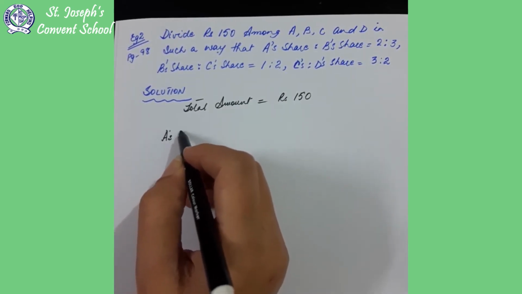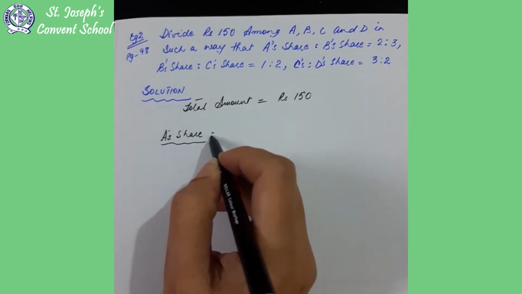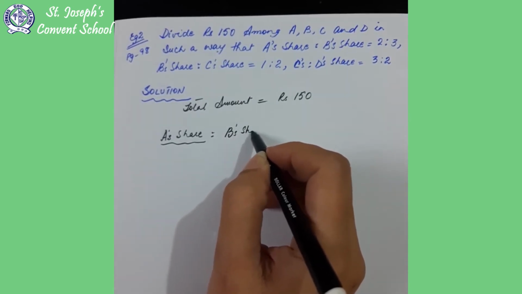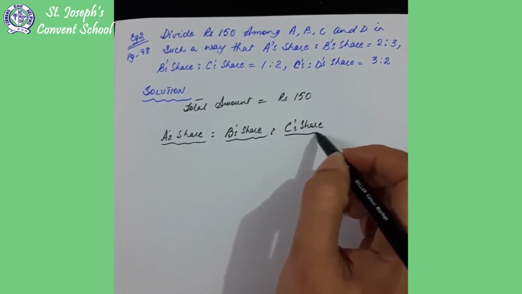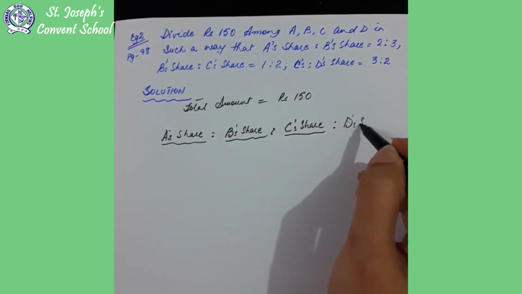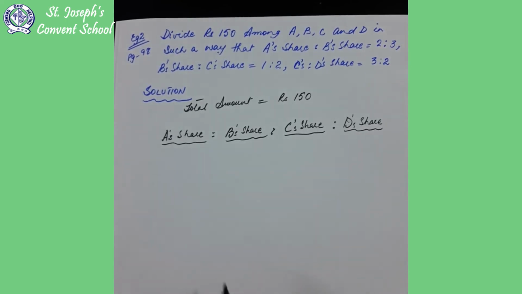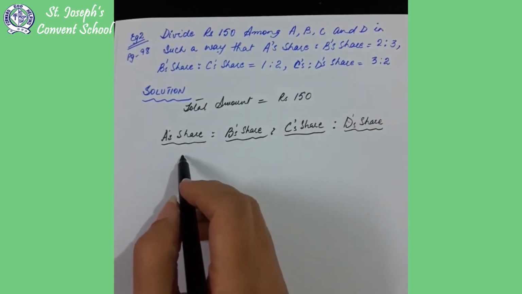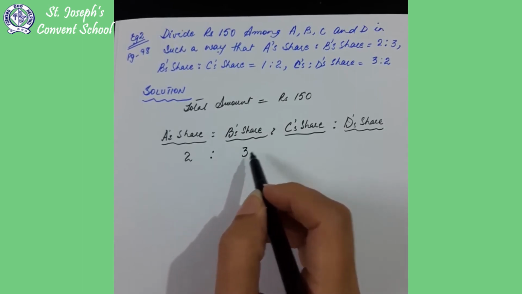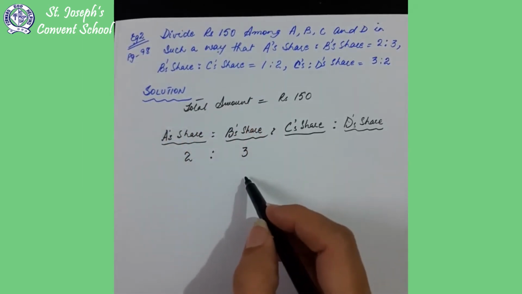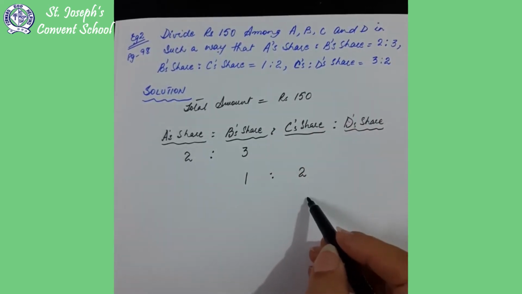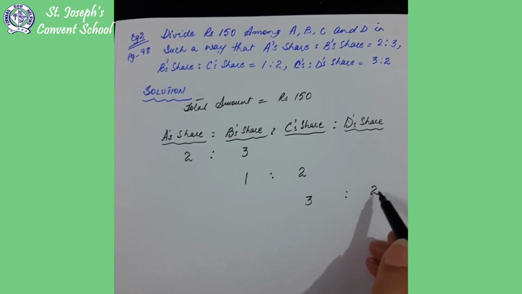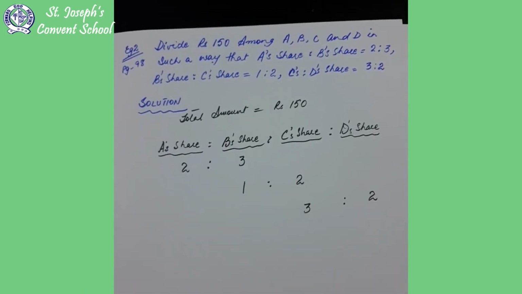Now we are going to write the shares. So A's share is to B's share, then is to C's share, then is to D's share. Now it is mentioned that A is to B is 2 is to 3. Then B is to C is 1 is to 2. Then C is to D is 3 is to 2. Now you can see that these are 4 continued ratios. So how to solve this? Okay, let's solve it.